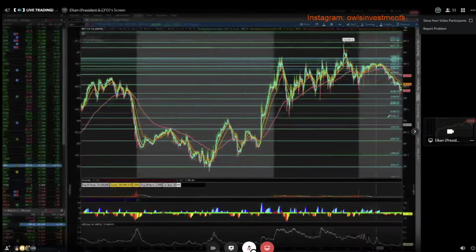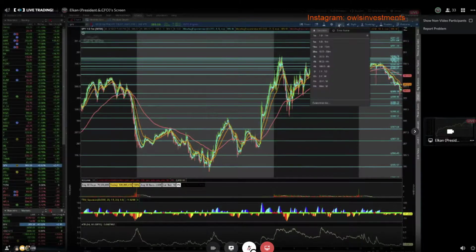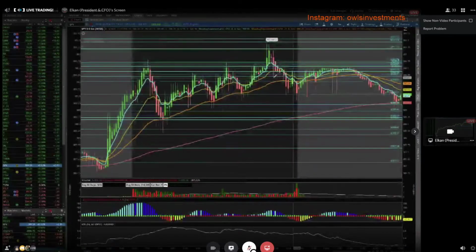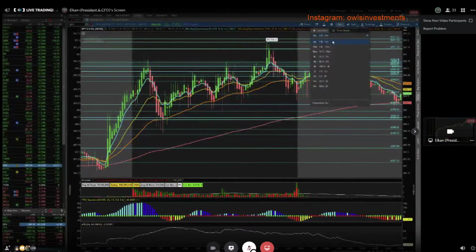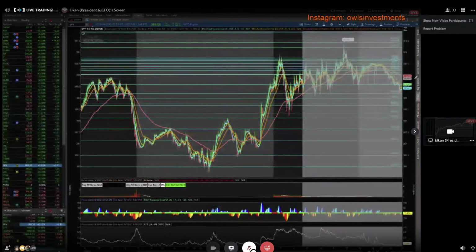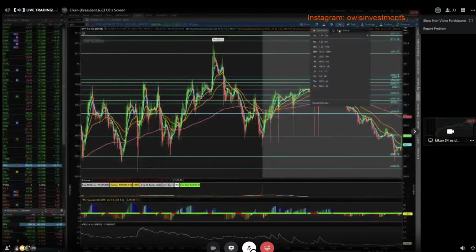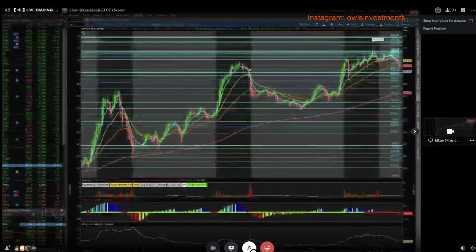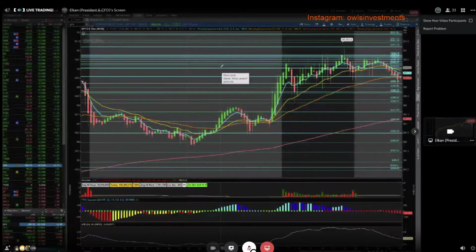This one I rotate. So sometimes I'm looking at the 5 minutes here, sometimes I'm looking at the 1 minute, sometimes I'm looking at the 15 minutes, if I'm trying to scalp, if I'm trying to get into a scalping position.